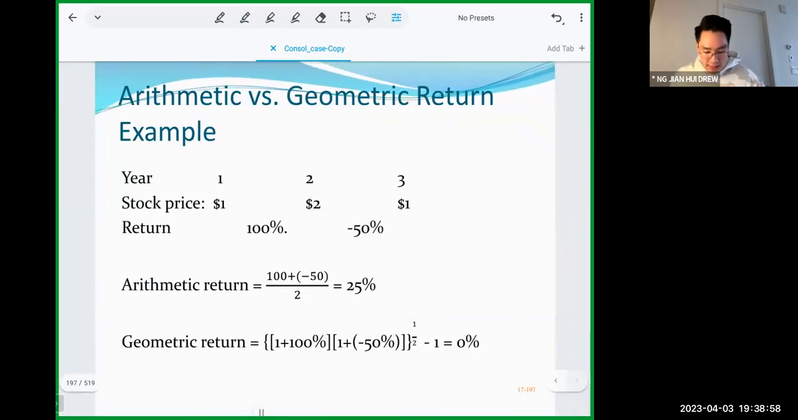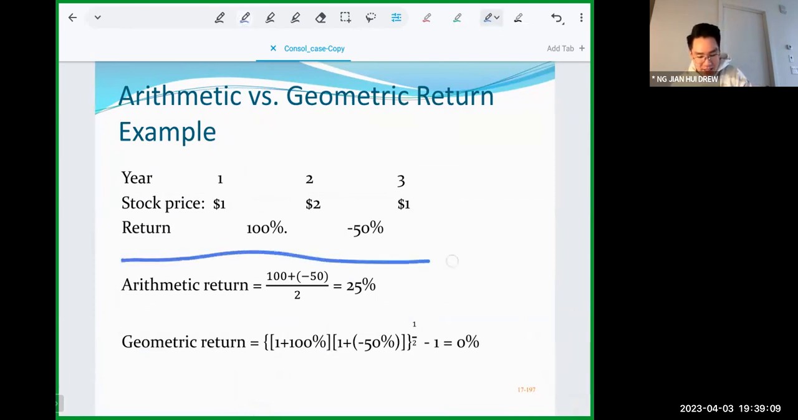This is the example I like to use to explain geometric averages and arithmetic averages. Before we look at this calculation, let's look at the stock price. Just focus on here first. Year 1, year 2, year 3. In year 1, we have a stock price of $1. In year 2, the stock price of $2. And in year 3, the stock price was $1. So without even calculating the averages or whatever, right?